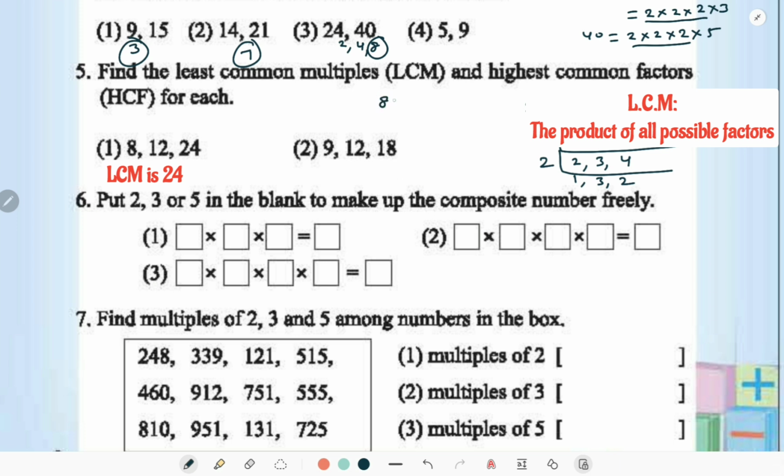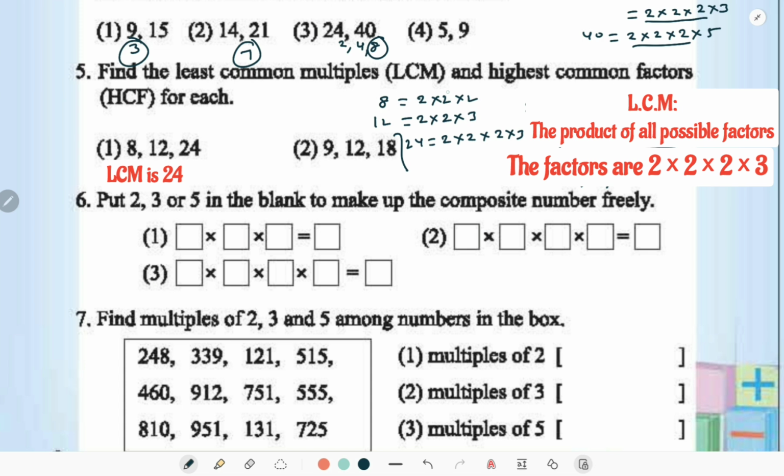8 is 2 into 2 into 2. 12 is 2 into 2 into 3. 24 is 2 into 12, 12 is 2 into 6, and 6 is 2 into 3.